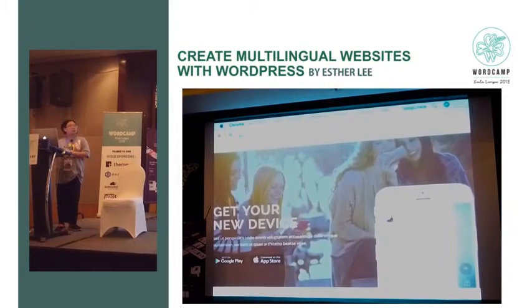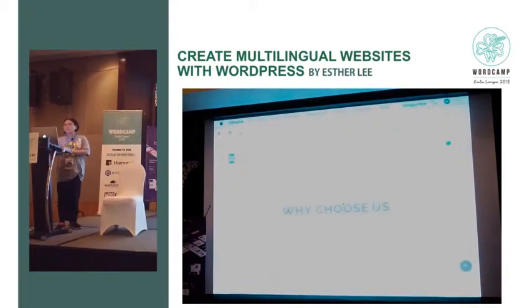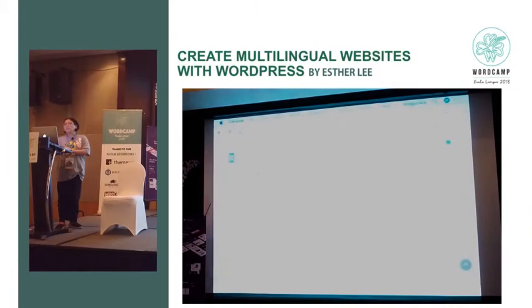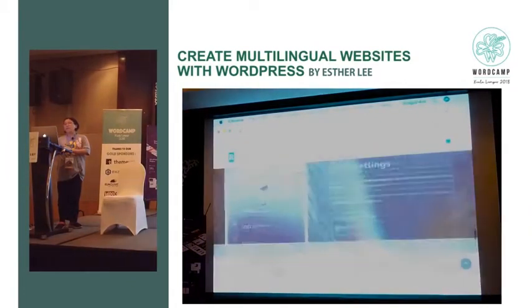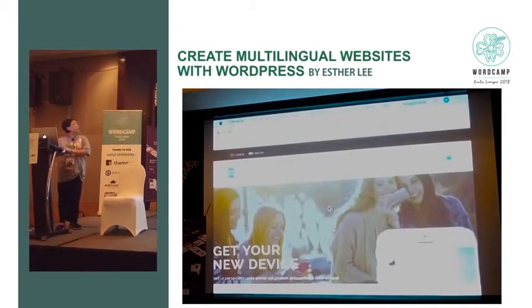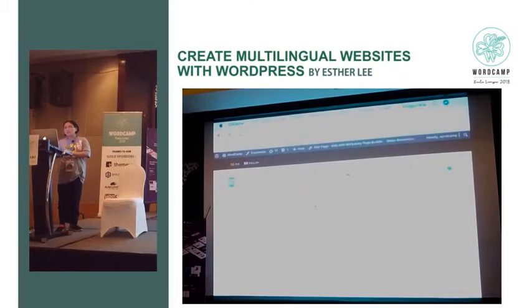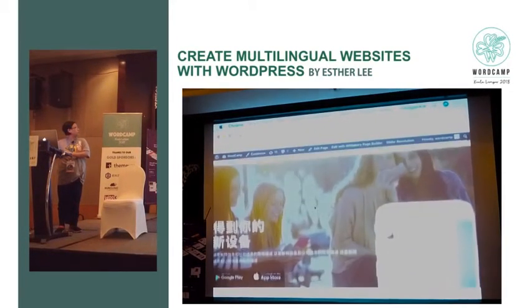So this one is the Revolution Slider. This is some text, but due to time, I cannot translate everything, but I will translate the main things. So let's say this is the home page. If you click on the Chinese, you will be able to view the Chinese version.